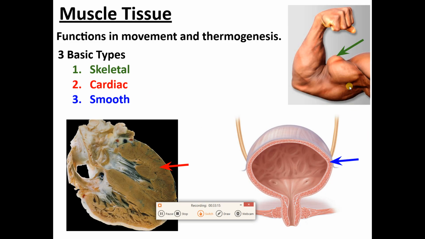So if you're thinking about muscle tissue like muscles that you work out, muscles that move your bones, those are skeletal muscles. There's also a type of muscle tissue in your heart called cardiac muscle. And there's a type of muscle tissue in hollow organs, like this urinary bladder here, called smooth muscle tissue. So those are my basic types of muscle tissue.